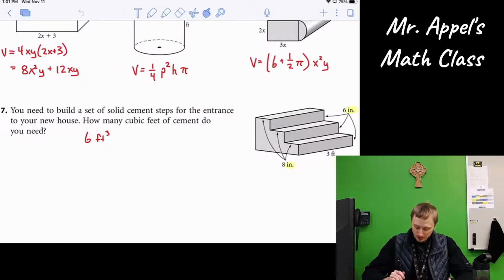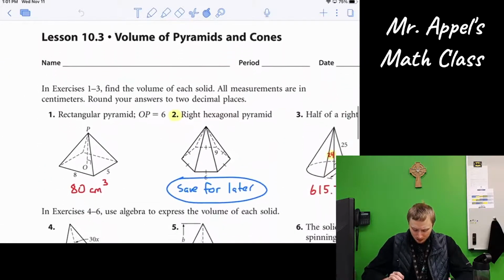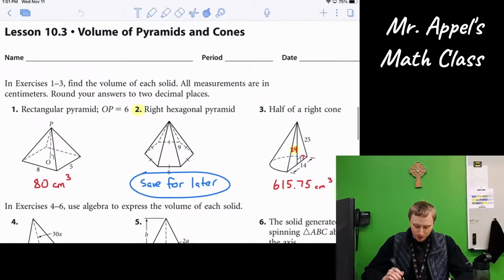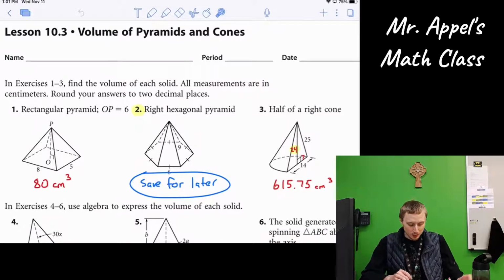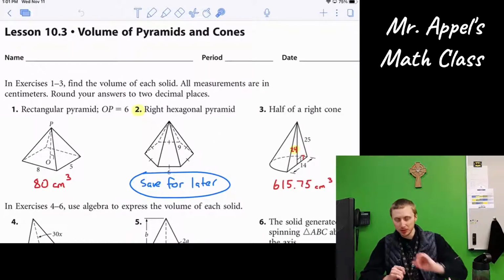No? All right, the next page. Some similar challenges. The first pyramid, 80 centimeters cubed. It's a square base. They give you the height, no problems there. Number 2 is the hexagon. We talked about that. We'll come back to it next week.